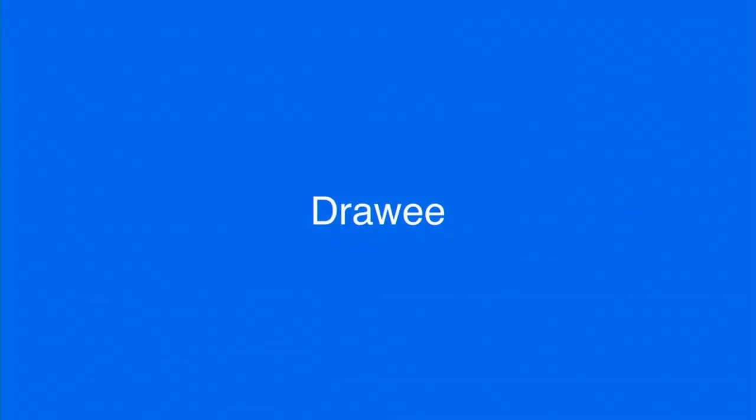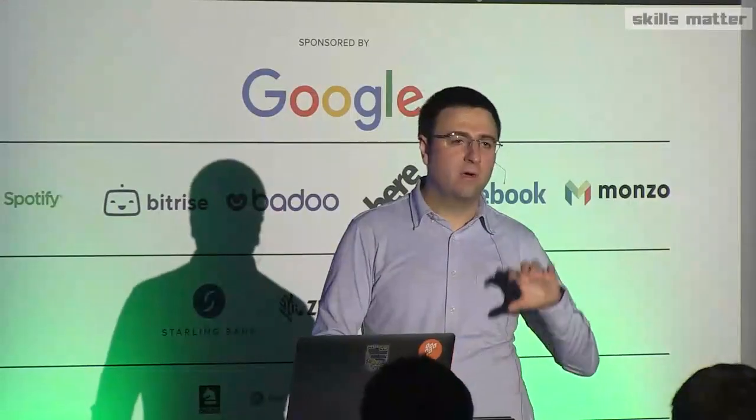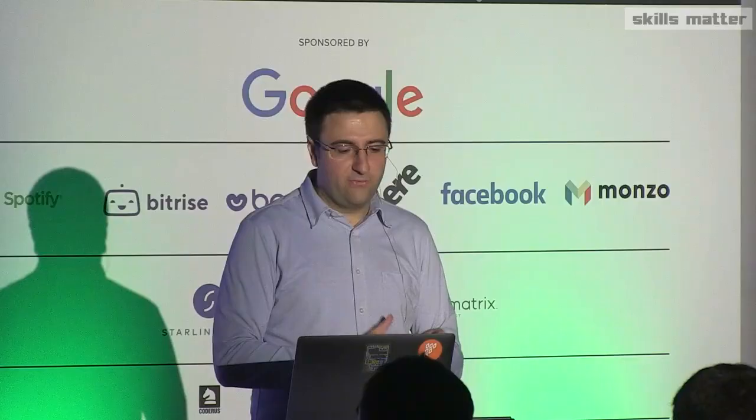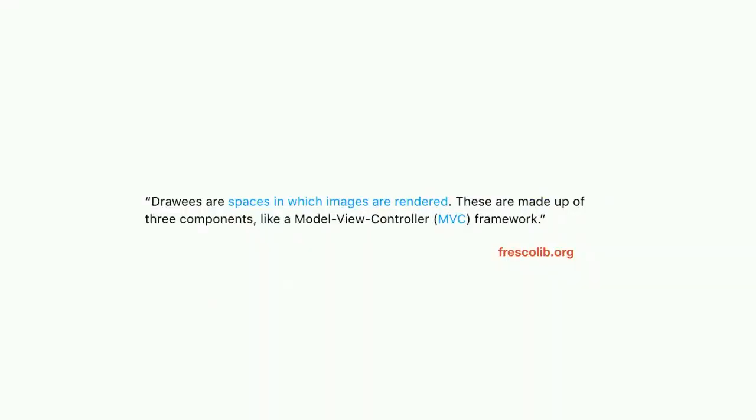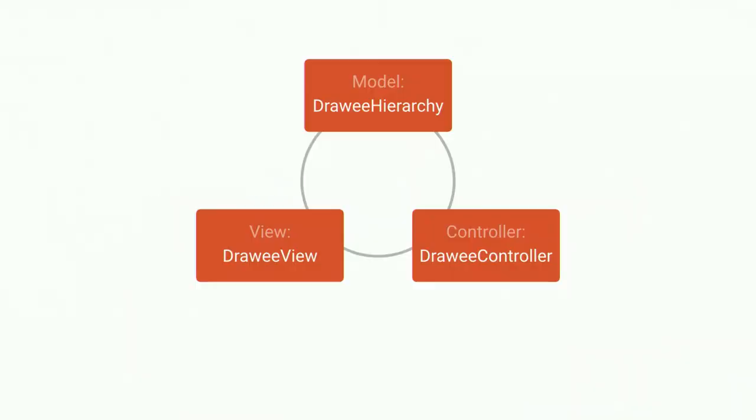So this is the second part of Fresco, which is the Drawee part, which are our UI components. And if you take a look at our documentation, you can find that Drawees are spaces in which images are rendered. And it follows roughly an MVC pattern. So it consists of the three parts here.